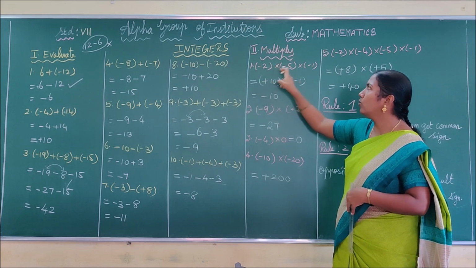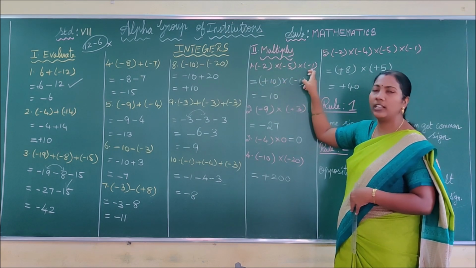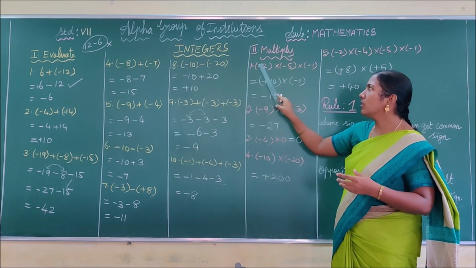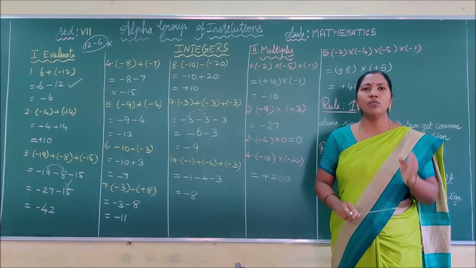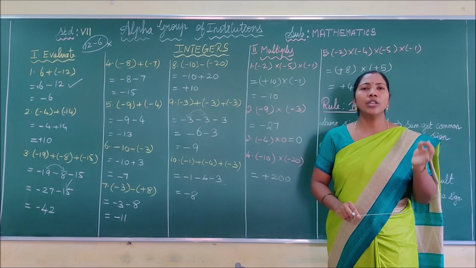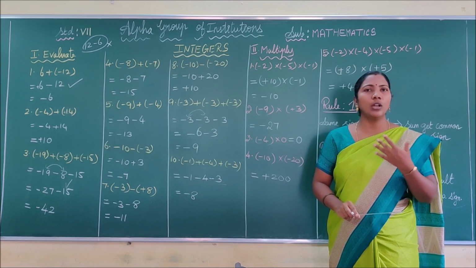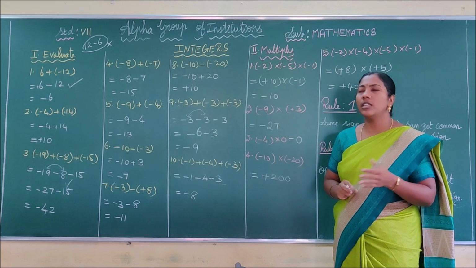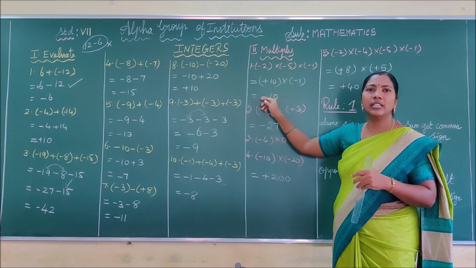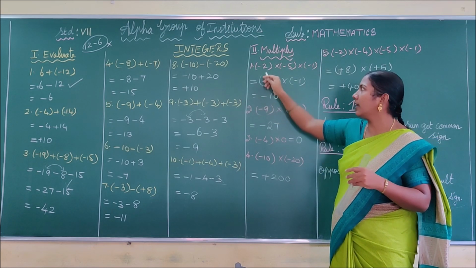Minus 2 into minus 5 into minus 1. First you ignore the symbol minus minus. You just think 2, 5, 1. Now we are going to multiply the 2, 5, 1. 2 into 5, 10. 10 into 1, 10. Just the answer is 10. This is a very easy one. The only thing is what is the symbol of the result you get. It is the matter. Okay, see here.